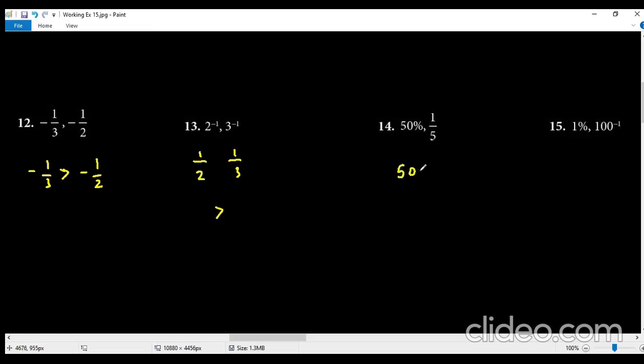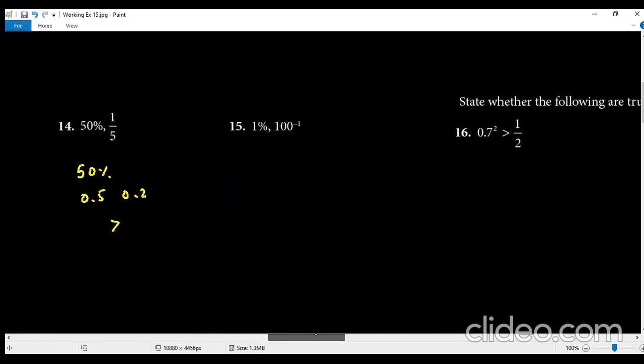50% means 0.5 and this is 0.2. So that means in question number 14, we are going to write a greater than sign because 0.5 is bigger than 0.2. When it comes to 15, 1% and 1 over 100. So in question number 15, we are going to use an equal sign because both are equal. Why equal? Because 1% means 1 over 100, and 100 power negative 1 is also 1 over 100. So both are equal.